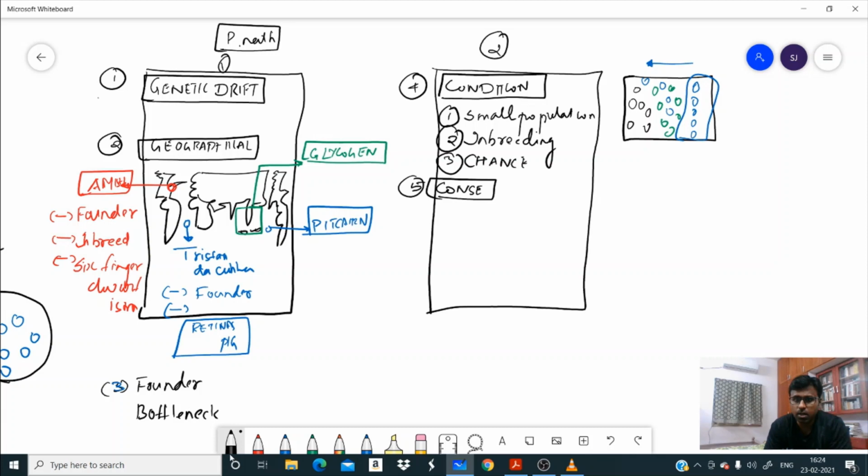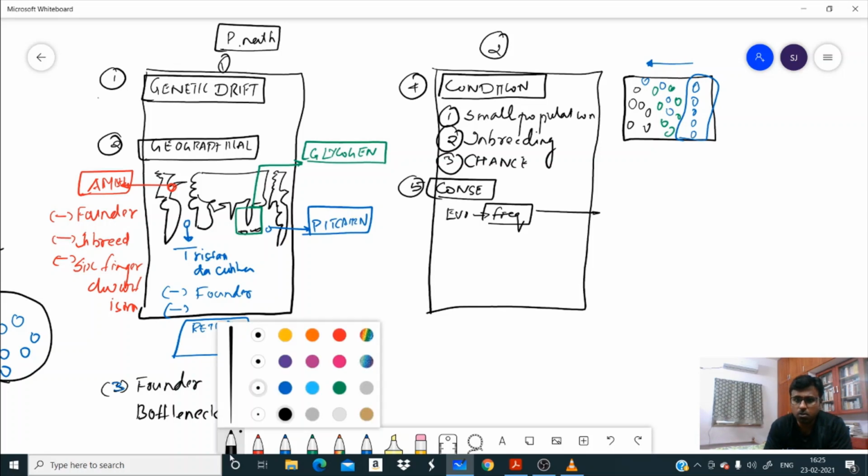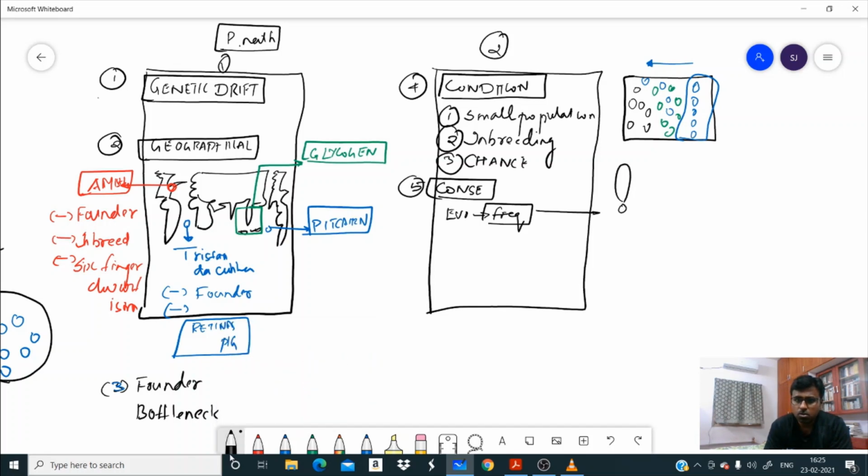If you see, as I said, evolution is a change in the frequency of alleles. But what will be the consequences? I will assume that there is a gene here. There will be gene 1 here. This is gene 2, gene 3, gene 4, gene 5.